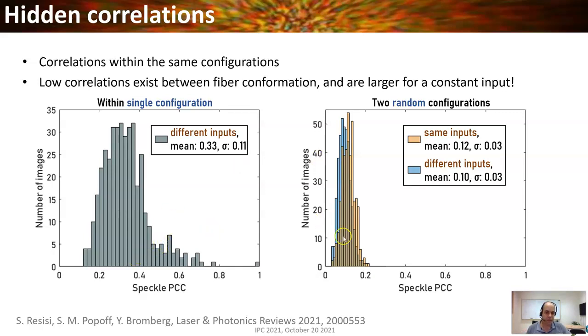But we notice the slight shift between the orange and blue histograms, which means that the orange histogram, coming from the same inputs, is slightly to the right. Even though the two fiber configurations are different and the fiber is strongly perturbed between configurations, the fact that there's higher correlation for the same input means that some of the information on the input is still preserved at the output.